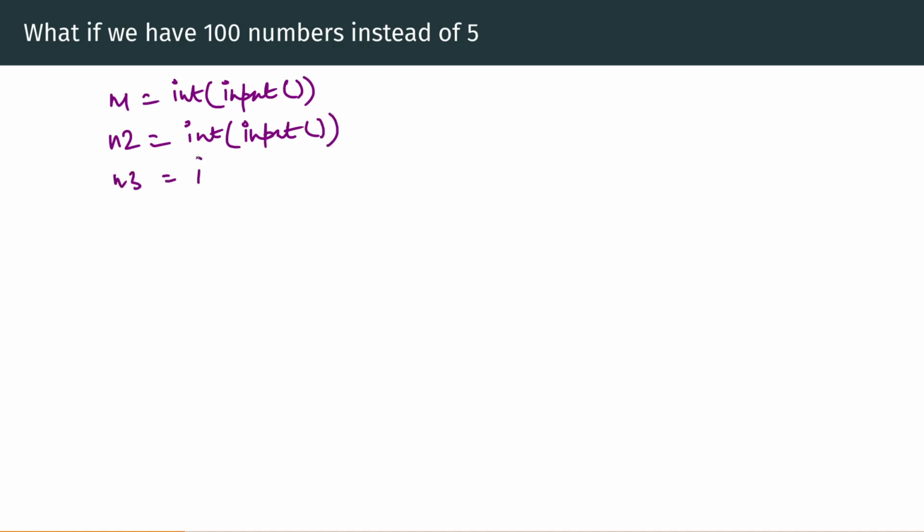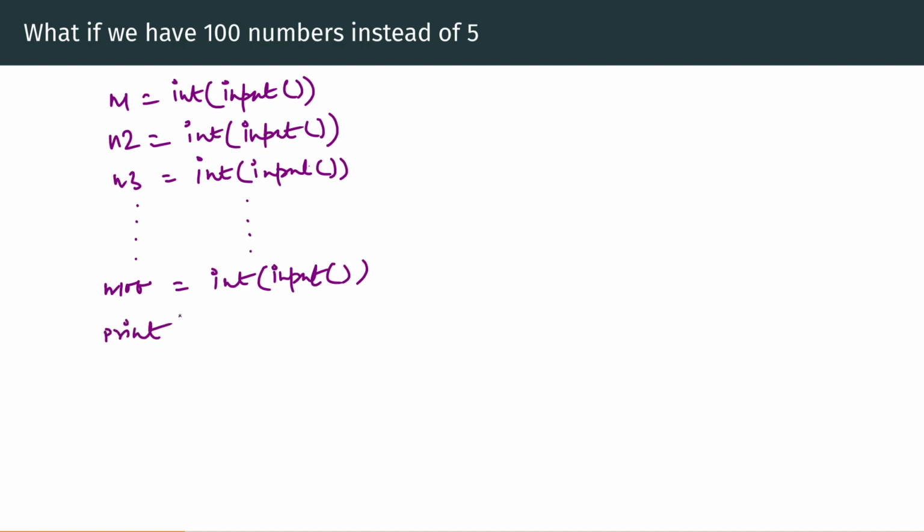N3 equals int input, right? And you go on and on until you get to N100 equals int input, right? And at the end, you say print the sum is n1 plus n2 plus n3 plus and on and on, right? Plus n100. Now again, you cannot just do dot dots, right?